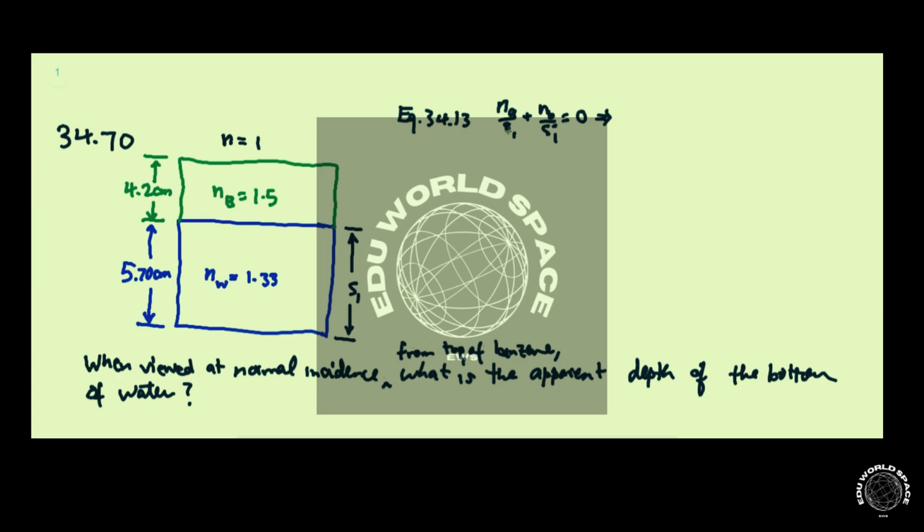And let's note that Na is for water, and Nb is the index of benzene. Write those over here. So Na is water, and Nb is the index of benzene. Okay, so if we solve this for S1 prime, it is minus S times Nb over Na.